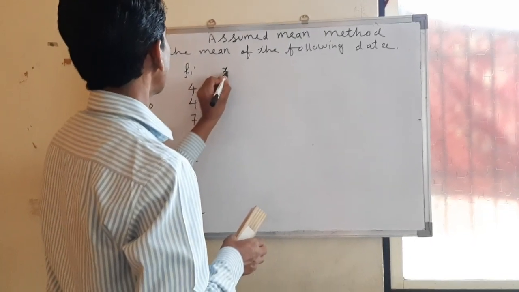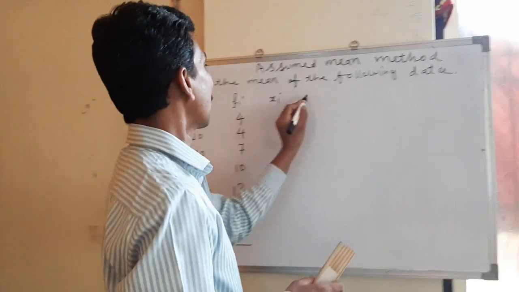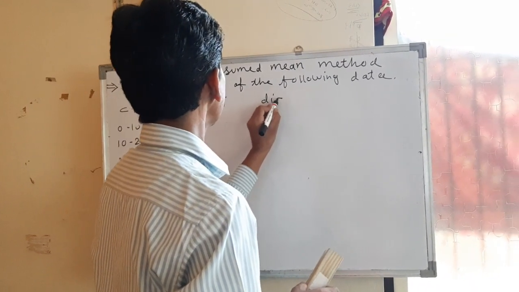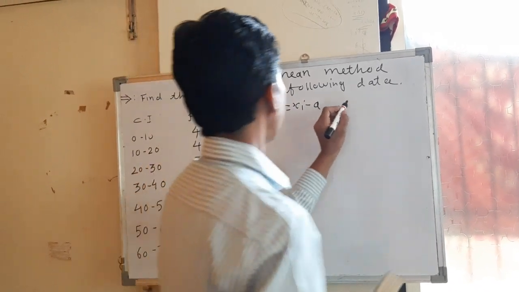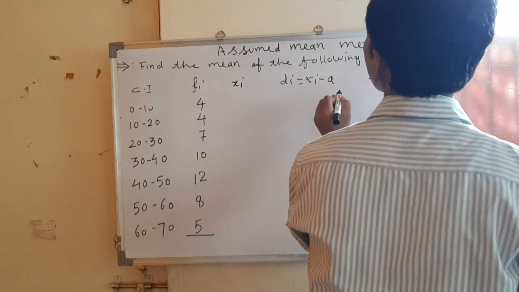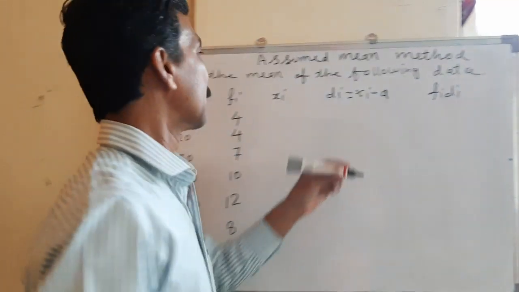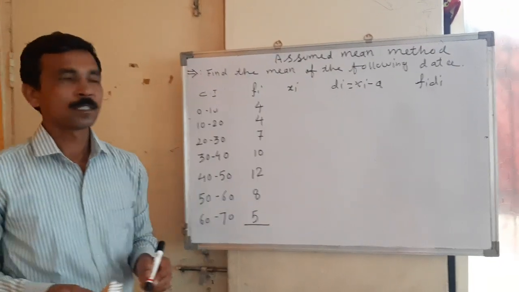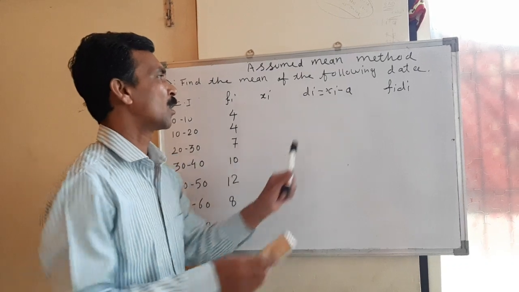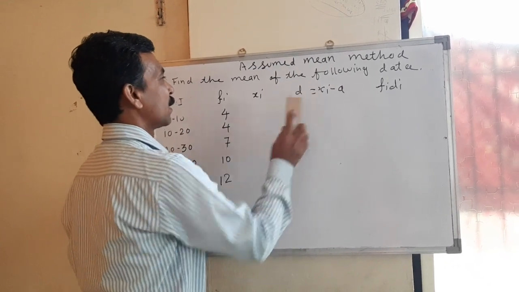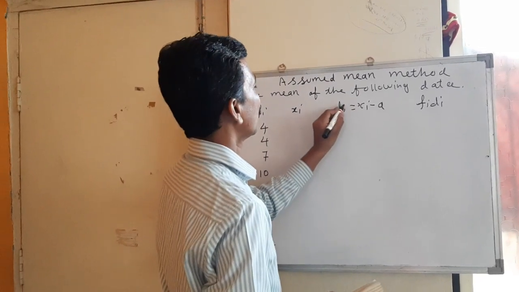Now in this method, xi is the same, but the new columns are di is equal to xi minus a, and the last column is fi di. D stands for deviation, and the formula for d is xi minus a. D is equal to xi minus a, and fi di.